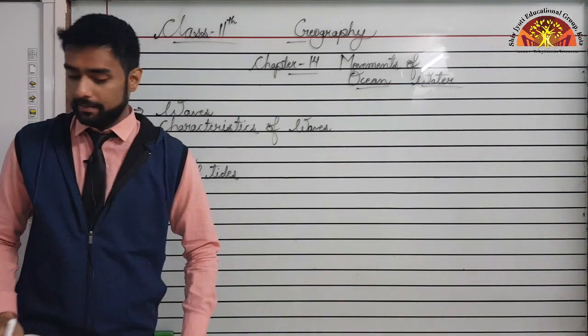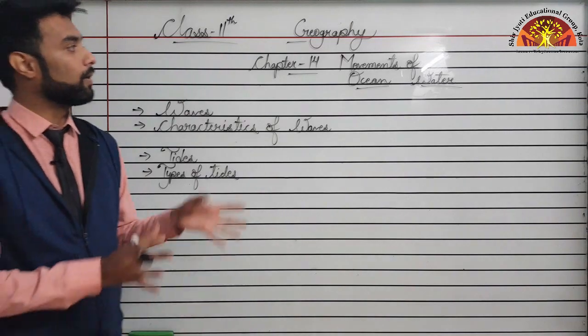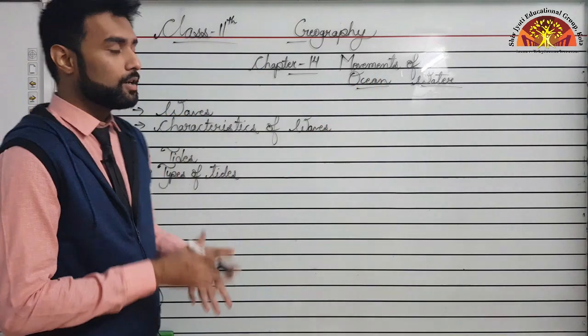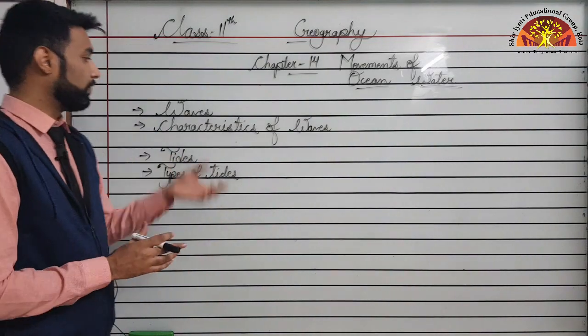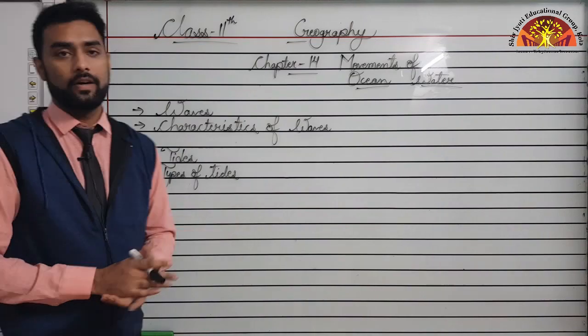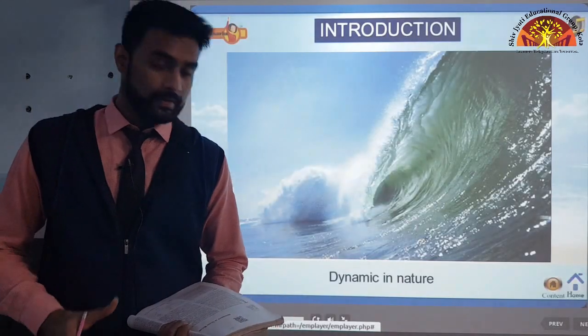So students, as the name suggests, in this chapter we are going to learn about the different ways in which the ocean water moves. Okay, so in this video we are learning about waves and characteristics of waves, then tides and types of tides. So students, let us begin.